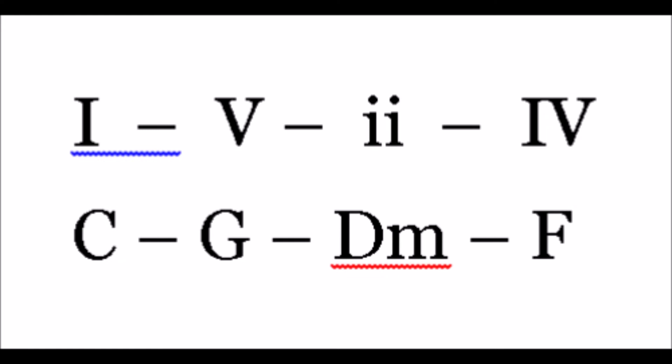So what I'm going to show you here is we're going to go 1, tonic, 5, which is the dominant, to 2, which is the subdominant substitution, to the 4 chord, which is the subdominant. So it's 1, which is C, G, D minor, F, back to the 1. All right? So let's hear that with the drum machine.